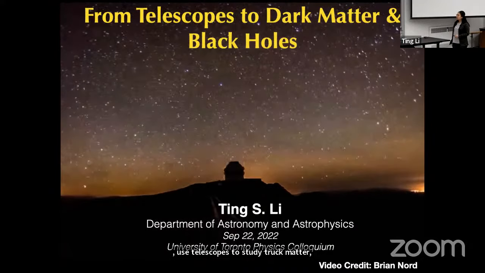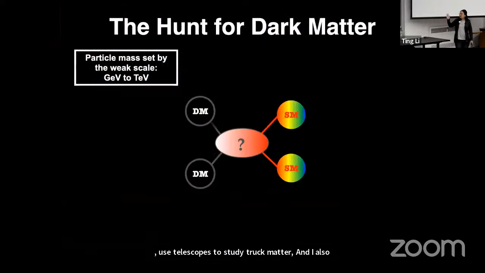So I'm going to start, because the audience has a lot of physicists, with the hunt for dark matter through the more particle physics way. This is a diagram showing the standard model particles on the right and the dark matter particle on the left.